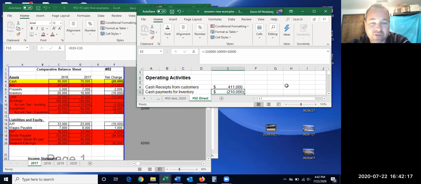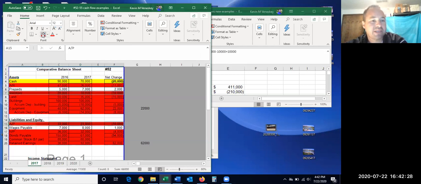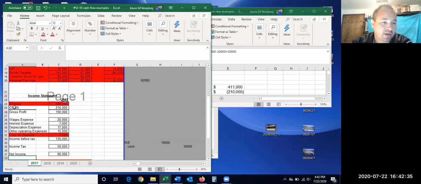It's not necessarily going to be the same. These are not going to always cancel each other out. It just happened to in this problem. So I have now put these two numbers into my statement of cash flows. You can mark out my cost of goods sold.